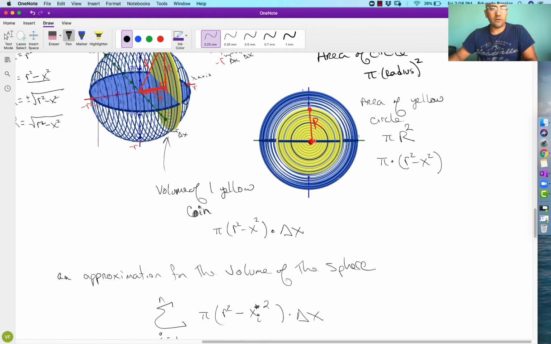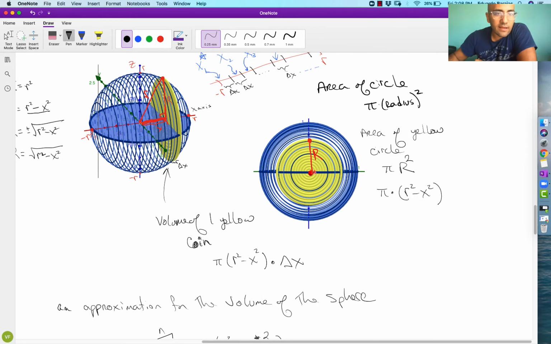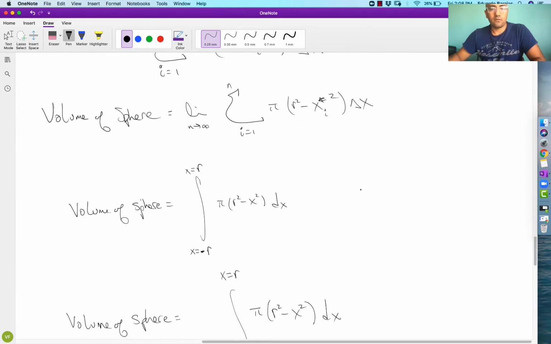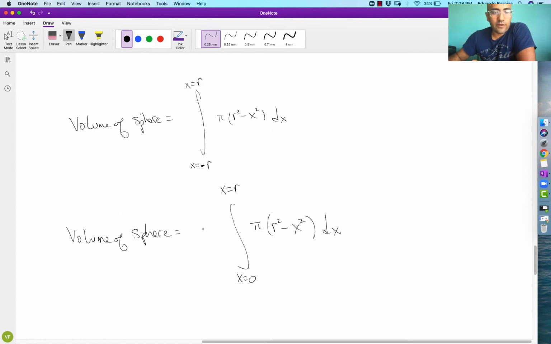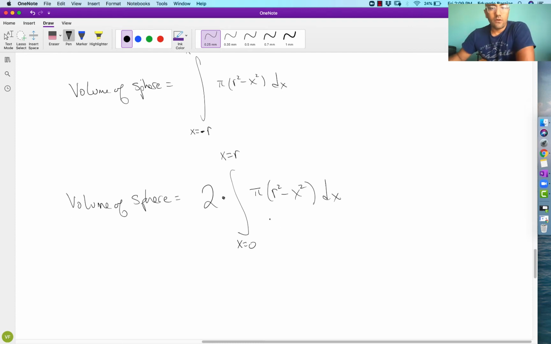I'm going from 0. If I just start off with x going from 0 to r, instead of from negative r to positive r, I'm going to get half my sphere. So if I want the full sphere, all I have to do is multiply that by 2. It's just symmetry. And one of the reasons why we like doing that is because whenever you can introduce a limit of integration that involves a 0 or a 1, usually good things happen. Okay, so now let's just go ahead and simplify this.